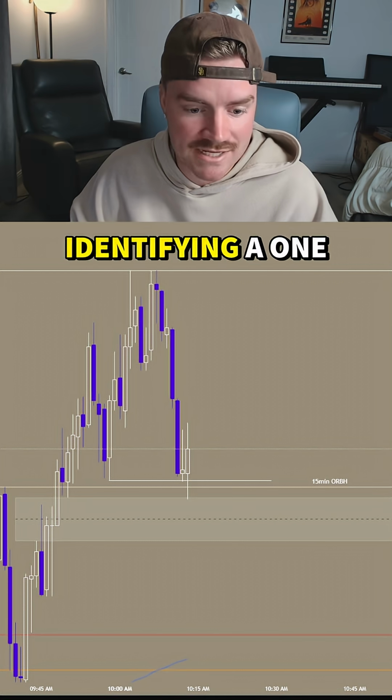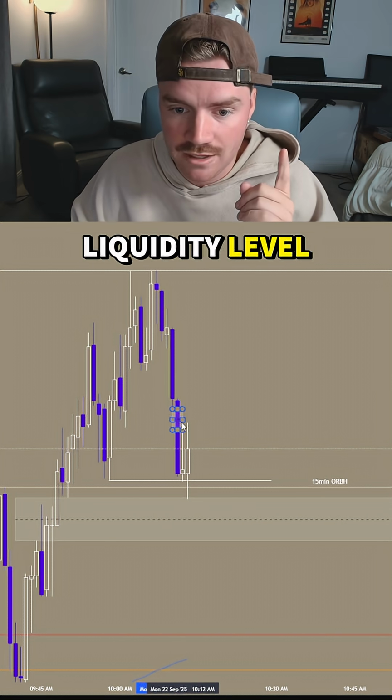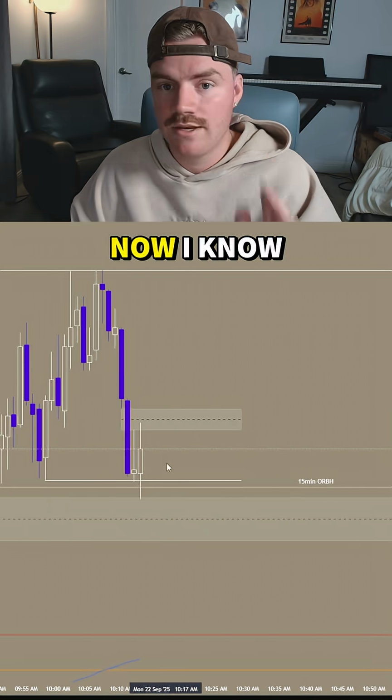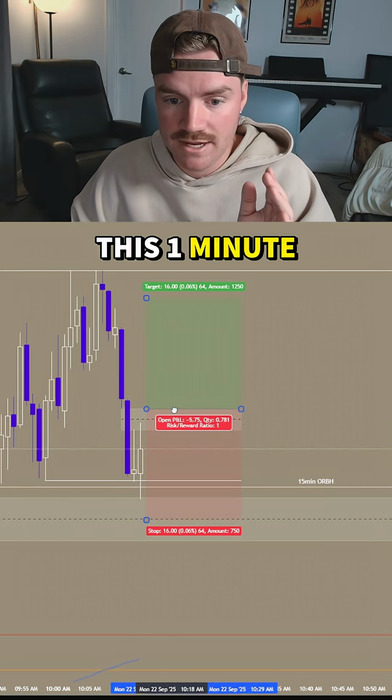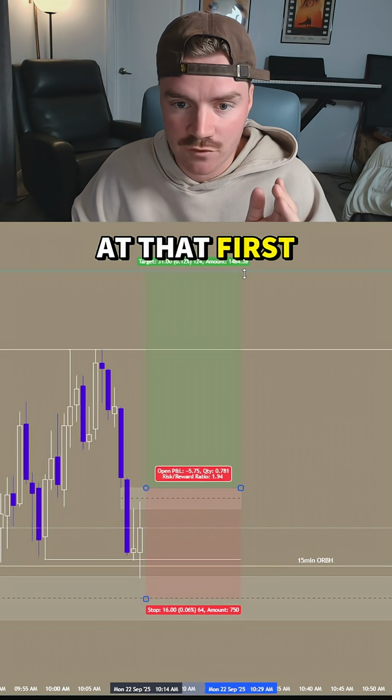And the last step is identifying a 1-minute fair value gap that forms on the move down to sweep that liquidity level, like this 1-minute SIBI here. Now I know if we inverse this 1-minute SIBI, we're going to go and target those highs at previous day high and at that first standard deviation.